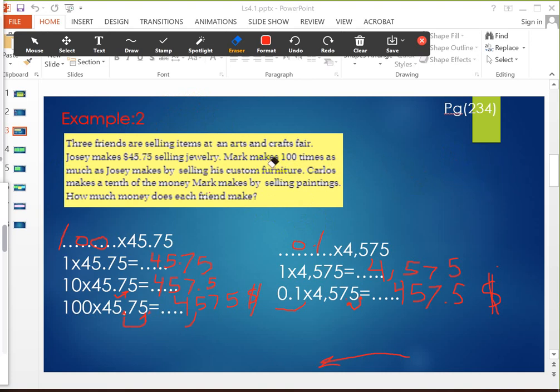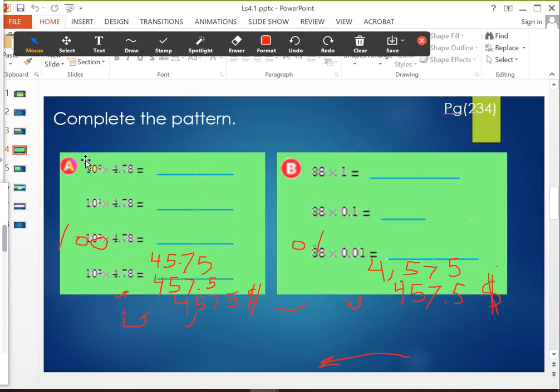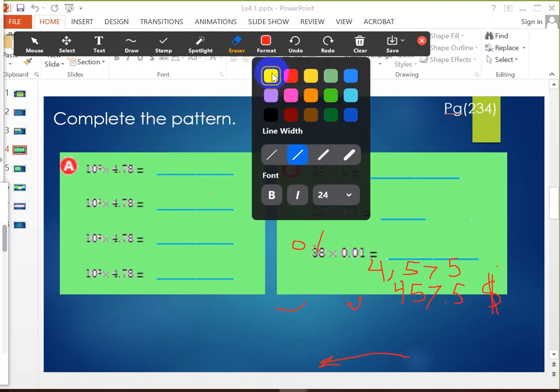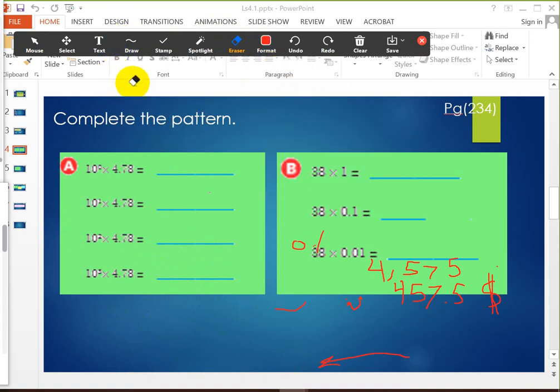Okay, so let's move to exercise number A and B. Okay, I will erase only this side. I will leave this side for you. So now let's see the first one. You remember the powers of 10.